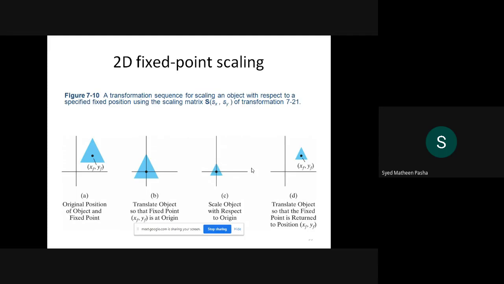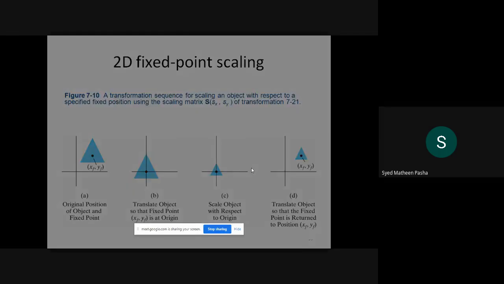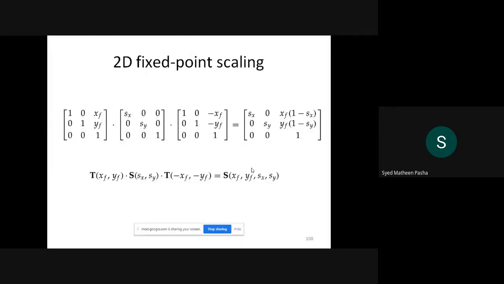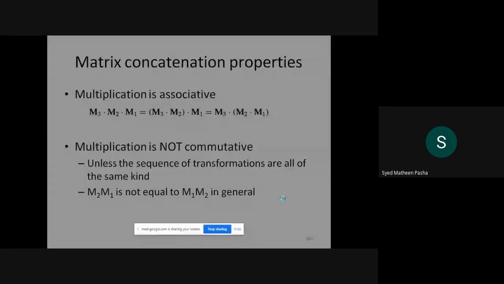Then we saw how to perform the fixed point scaling in matrix form, and this is how you represent it in the matrix form. This all comes from the initial geometric transformations we studied, the three transformations, right? With the help of that, once you take the product of all the transformations, you get the equation for the scaling transformation. So we studied till here, that is fixed point scaling.